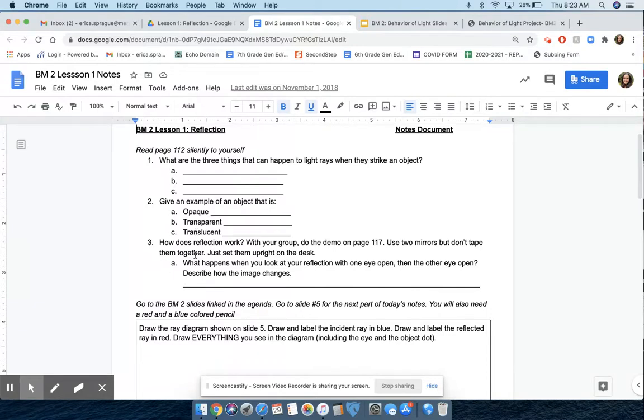Because we don't have enough materials, we probably won't do the demonstration on page 117, but if you have 2 small mirrors and you'd like to do this at home by yourself, feel free.